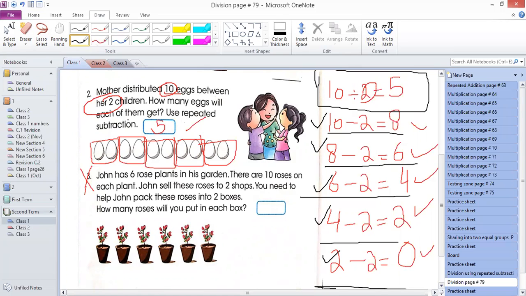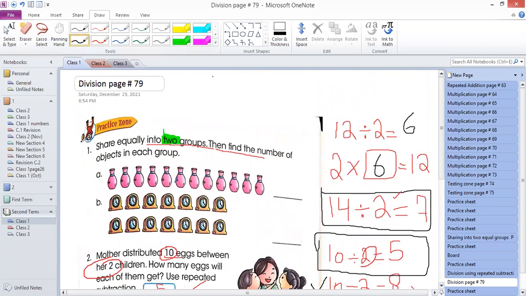Okay, these are the 2 methods which we have revised now. One method is always available for you, guys. This is multiplication. If you are dividing 12 by 2, that means you have to check the table of 2. If you want to share 12 objects into 2 groups, you can check the table of 2 and see how many times 2 gives you 12. So 2 ones are 2, 2 twos are 4, 2 threes are 6, 2 fours are 8, 2 fives are 10, and 2 sixes are 12. So 2 sixes are 12. That's why the answer is 6.